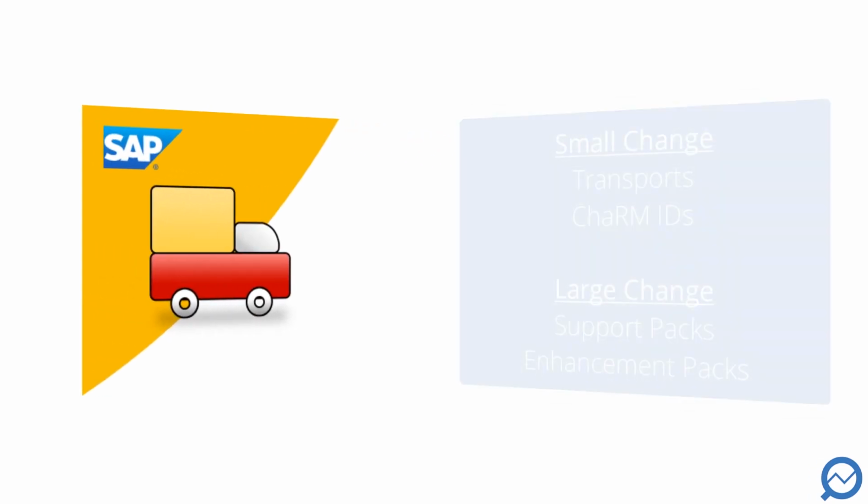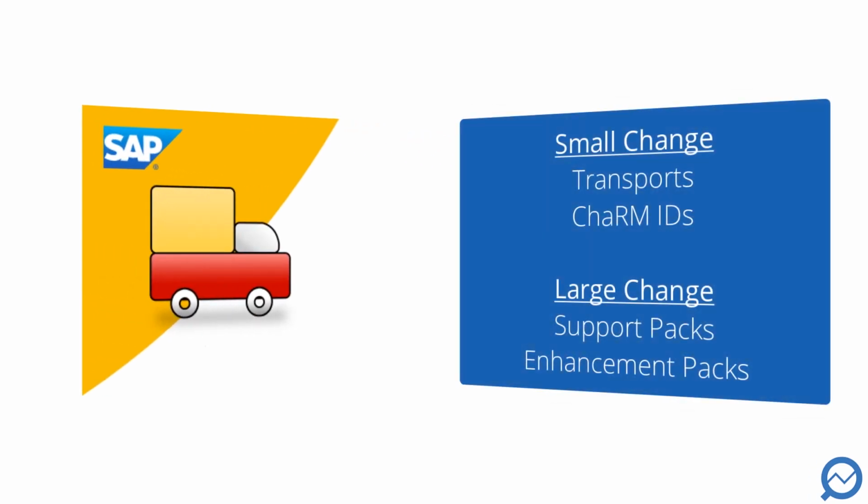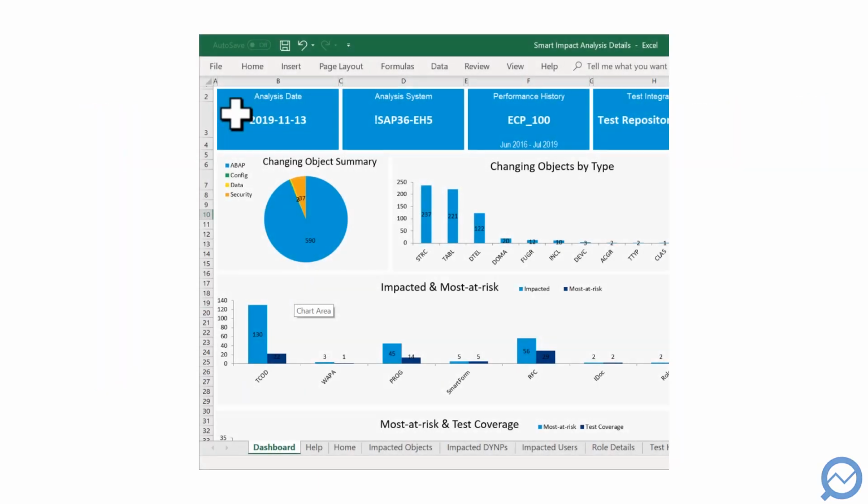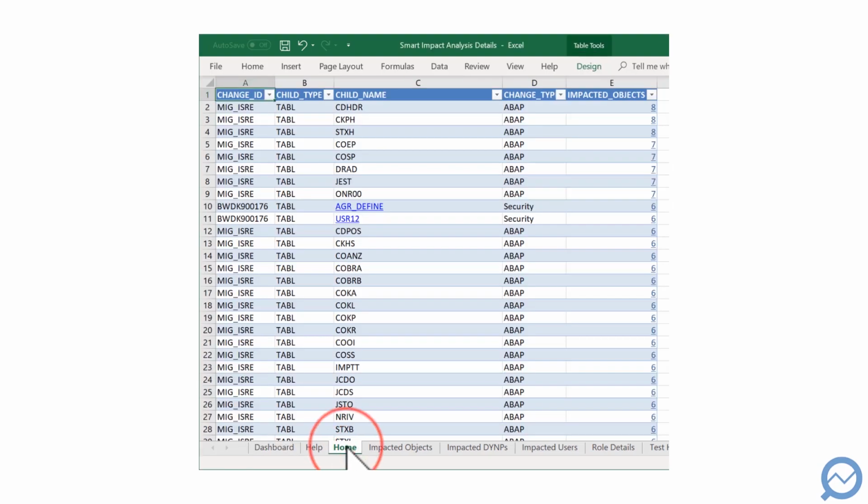Smart Impact Analysis supports small and large change events in SAP. Small change events include transports and Charm IDs. Large change events include applying support and enhancement packs. When consuming the results, the key distinction between small and large change events is noticeable on the home sheet.